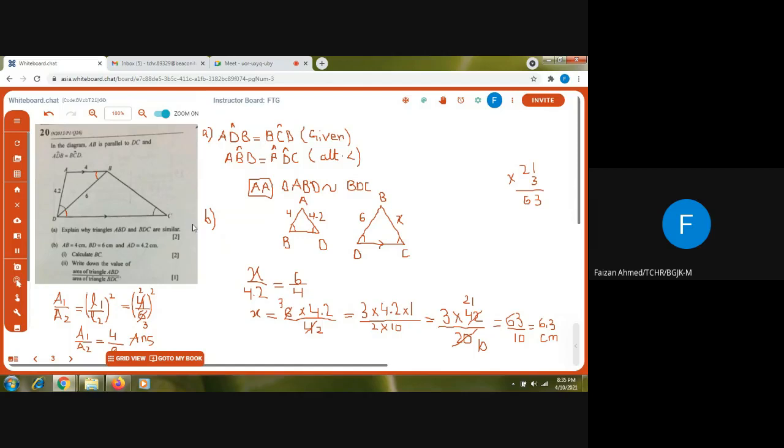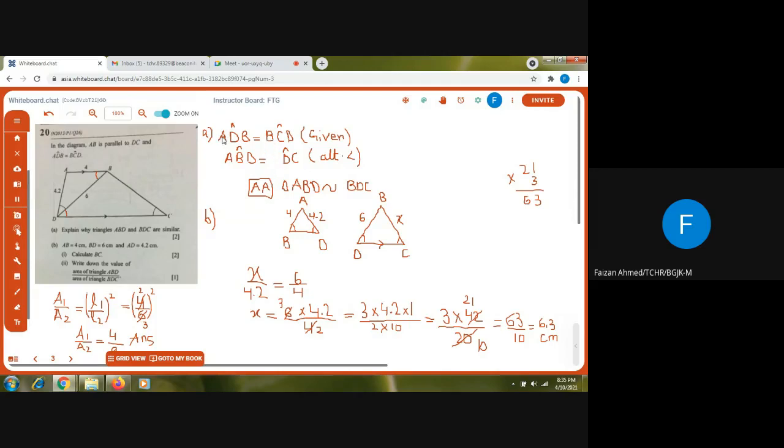I have solved this question. I will go through it and explain how I have followed the format of proving two triangles similar. I have started off with the given information. In the question, an angle was given, so I have started with that.